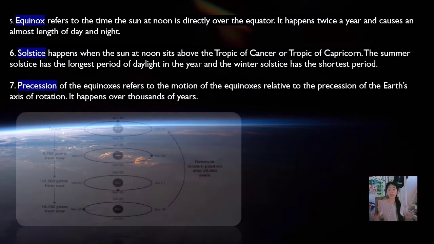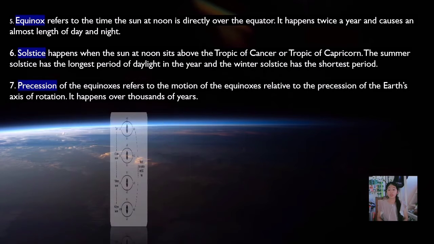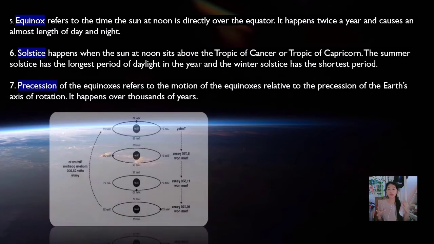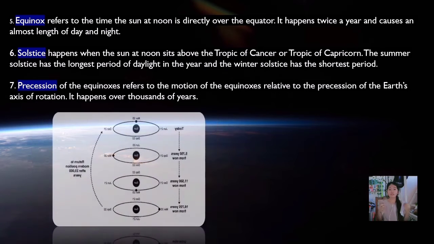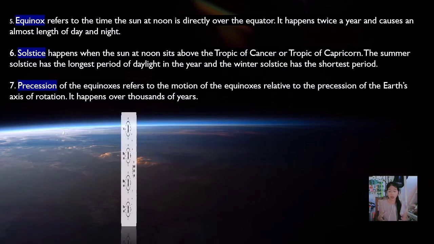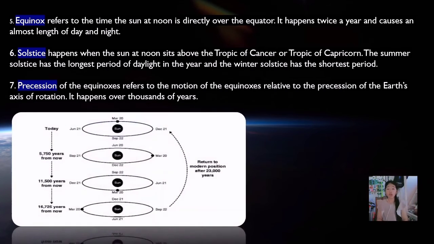Again, precession of the equinoxes refers to the motion of the equinoxes relative to the precession of the Earth's axis of rotation. It happens over thousands of years. Later on, we will discuss this further in the Milankovic parameters.